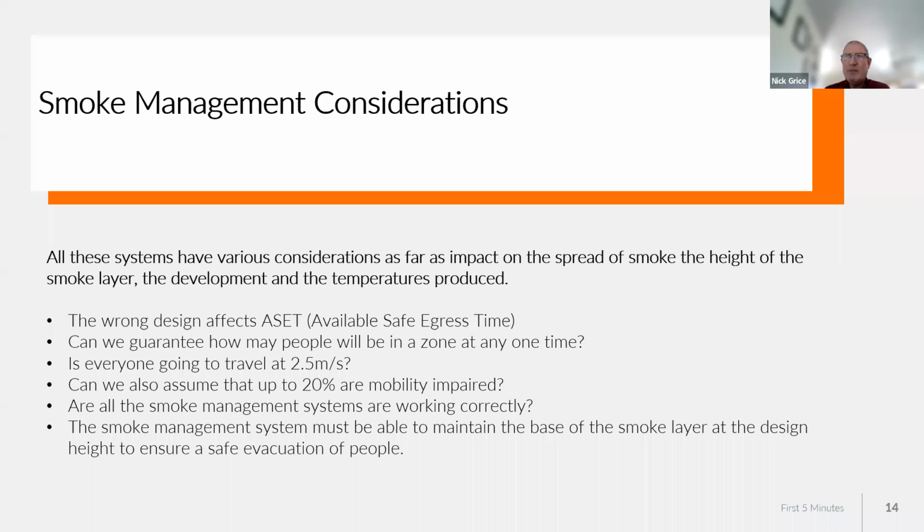So is the smoke management system able to maintain the base of a smoke level at design height? The design height is what engineers put into their computer. So they're saying, right, well, we've got a fire here. We've got a table. It's made of this type of wood. It's got some matting on it. It's got some chairs around it, plastic, and it's caught fire. How much smoke is produced? How high is the flame? Etc. Etc. It just goes on and on and on. So will that ensure the safe evacuation of people?